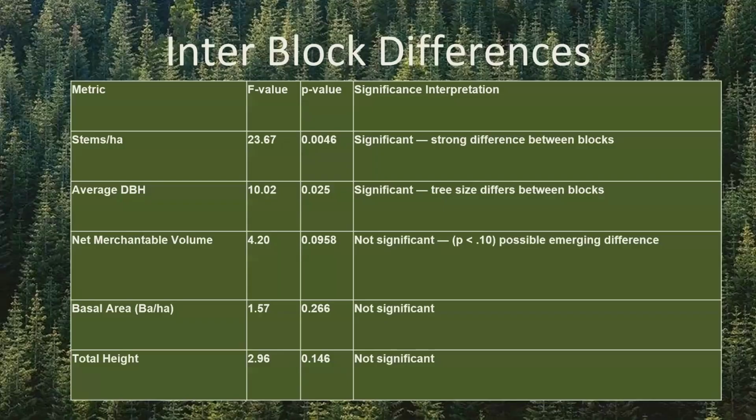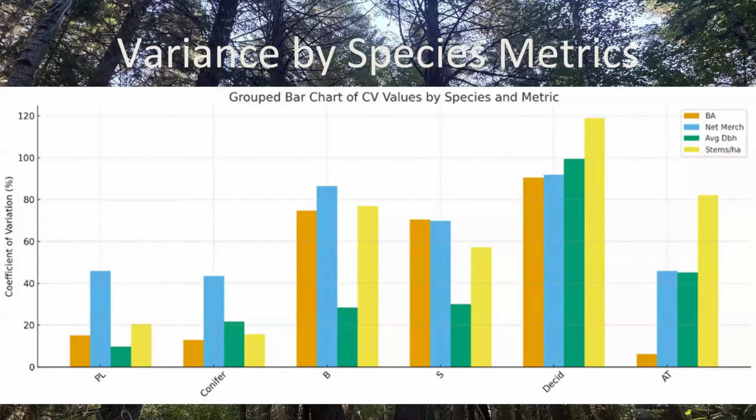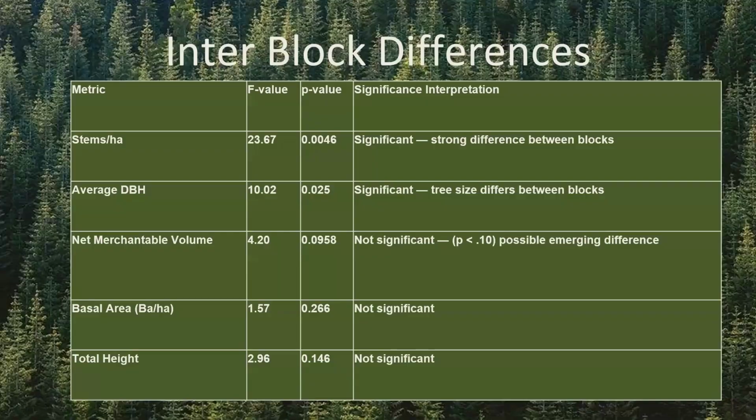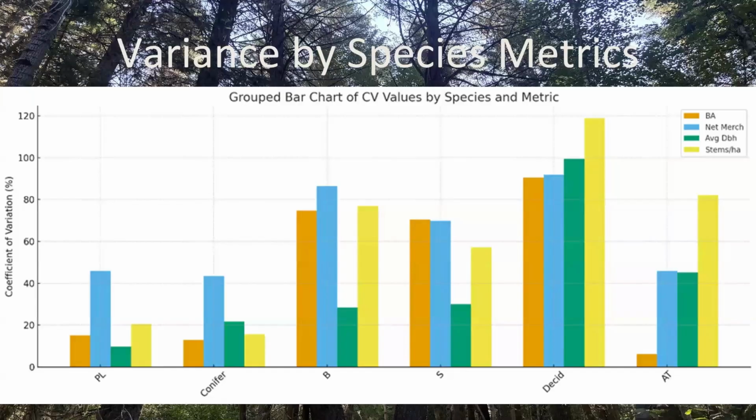I also ran an ANOVA on interblock differences, just so I could treat them as separate blocks and not as the same block. You'll notice the most significant ones are stems per hectare and average DBH. And then net merchantable was just below 10, with possible merging differences later, which we did see when I modeled it out, that the volume actually drastically widened as the stand grew up. So I determined to model it as a lodgepole pine monoculture as well as separate blocks.